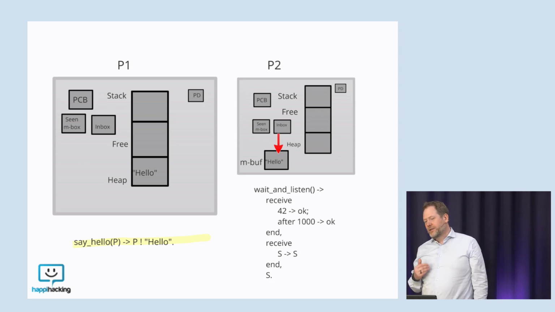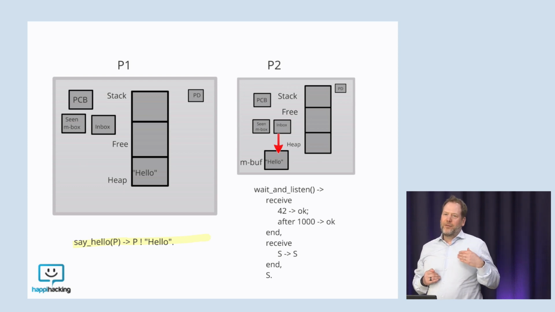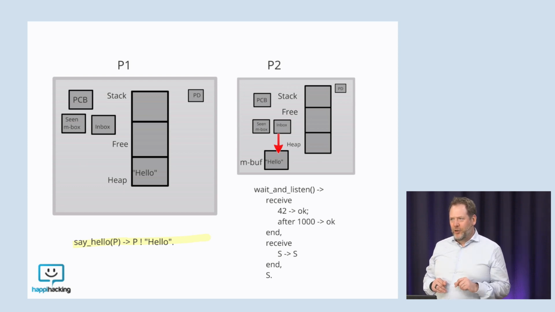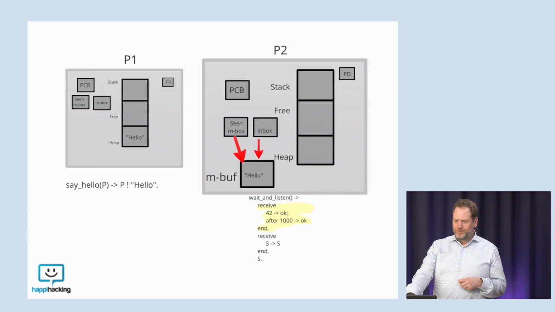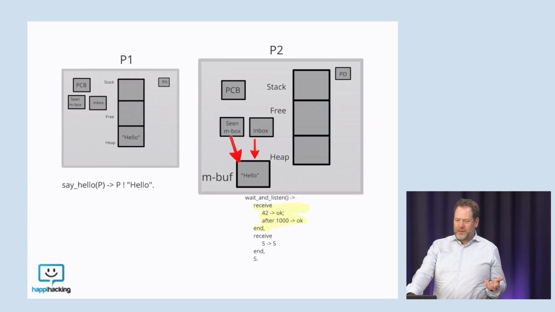In some cases, and depending on your setting when you start a process, if the other process is running on the same scheduler and is not running at the time, the message can actually go directly to the heap. But in the usual case, it's just moved to the inbox. This process is not waiting for the message 42.